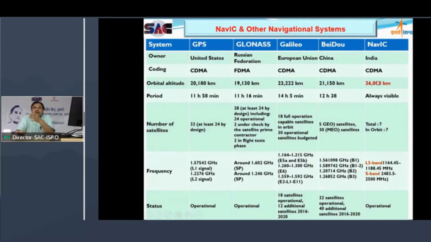And the other difference is, as I was mentioning, these other systems are global systems because they operate at the height of 20,000 kilometers. So that means their satellites are always moving, while our satellites are at 36,000 kilometers. So they are stationary. They will always look towards India. That's why they are stationary, so it will cater to the needs of the Indian region.